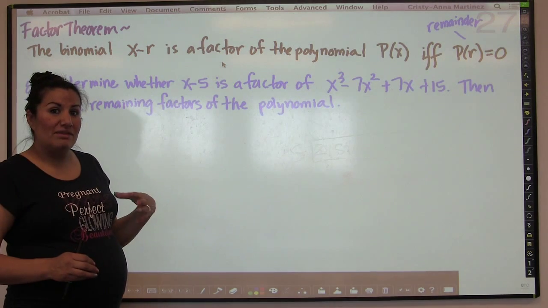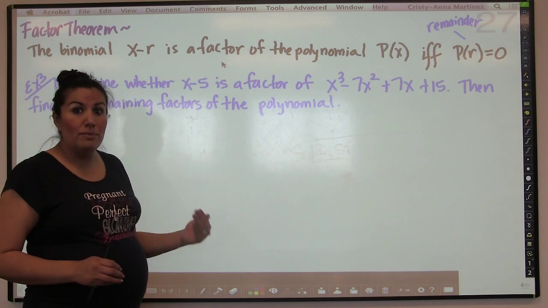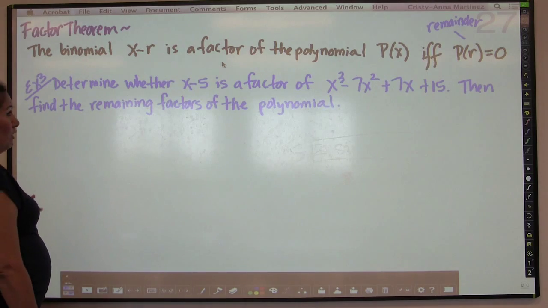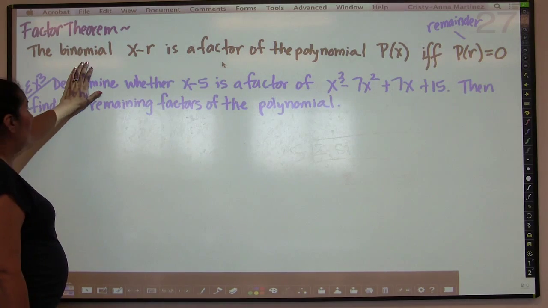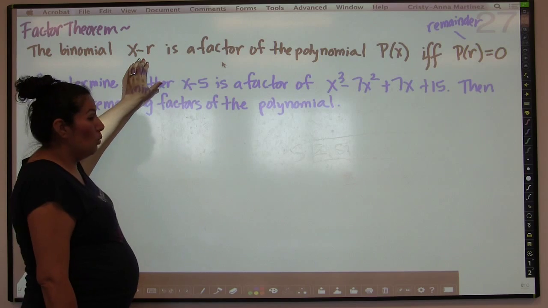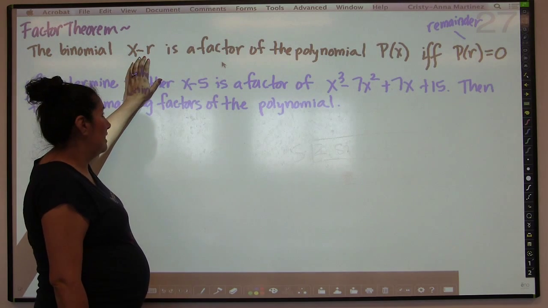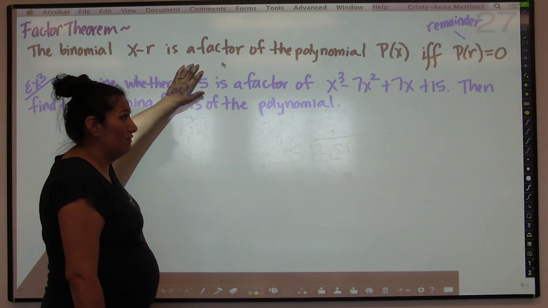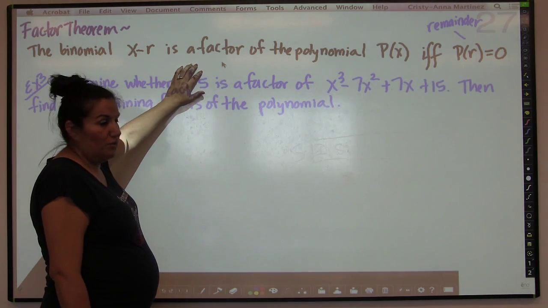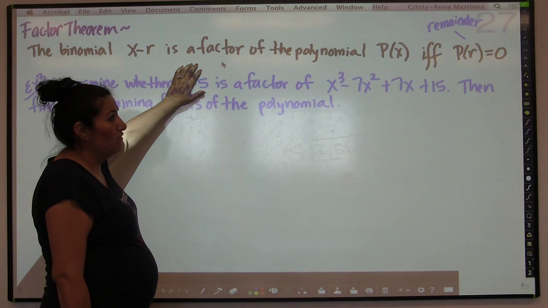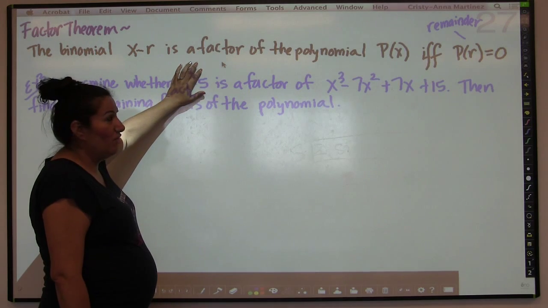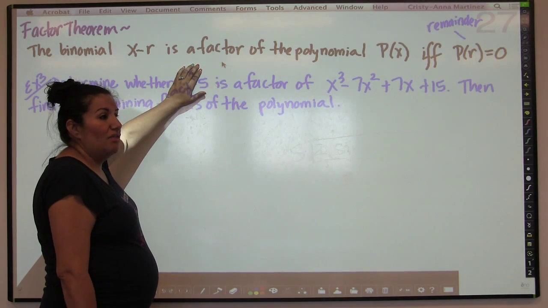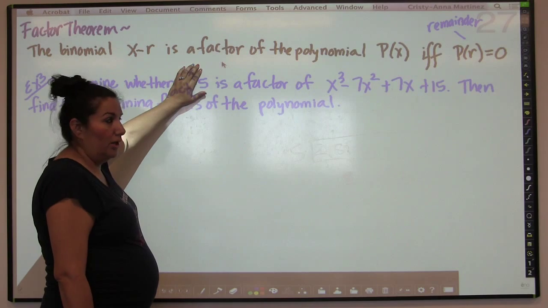In other words, when you say that something goes in evenly, it means that there's no remainder. The remainder is 0. So the factor theorem here is all about the remainder theorem being 0. It says the binomial x minus r, what you divide by, is a factor of the polynomial p of x if and only if, and there's that double F from geometry that you saw last year, if and only if p of r is equal to 0. So if and only if the remainder is 0. If you have a 0 remainder, it literally means that you are a factor of the polynomial.